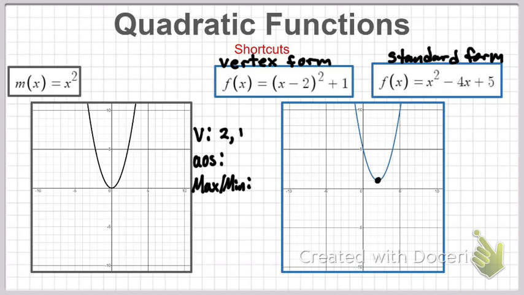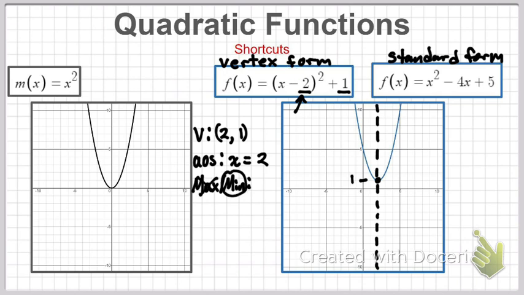Okay, so the vertex right here is 2, 1, and you can see that that matches numbers in our vertex form. Please notice that this is a positive 2, not a negative 2. The next thing is the axis of symmetry. The axis of symmetry for this one is x equals 2, right down the middle of the parabola. And again, it corresponds to a number in our vertex form.